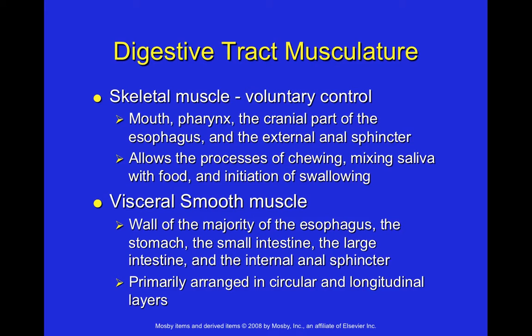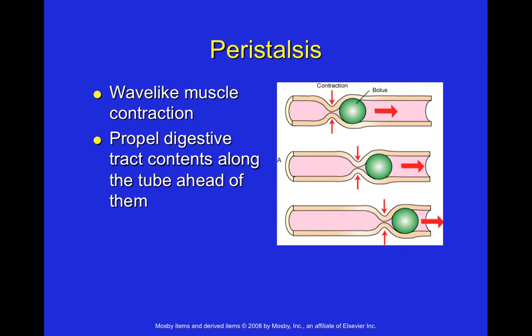So the digestive tract musculature: the majority of the musculature involved in the digestive tract is the visceral smooth muscle, and it works with peristalsis, so in those big waves, okay? There's also skeletal muscle, and that's typically around the mouth and the pharynx and the cranial portion of the esophagus. There are also skeletal muscles in the external anal sphincter, so down at the very terminal portion of the GI system. This is that same picture of peristalsis, just identifying how the contraction occurs behind the bolus of food, pushing it forward and down through the GI tract.